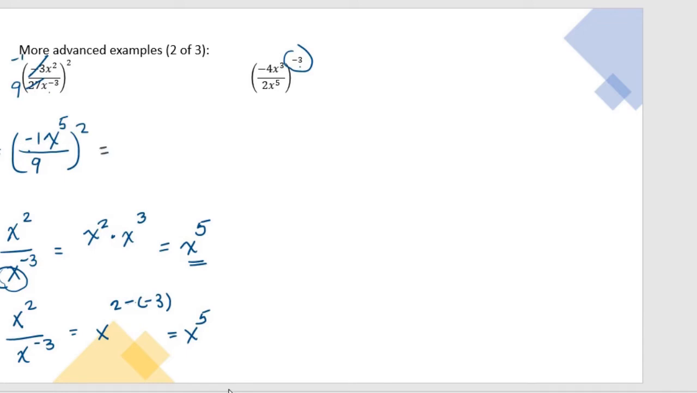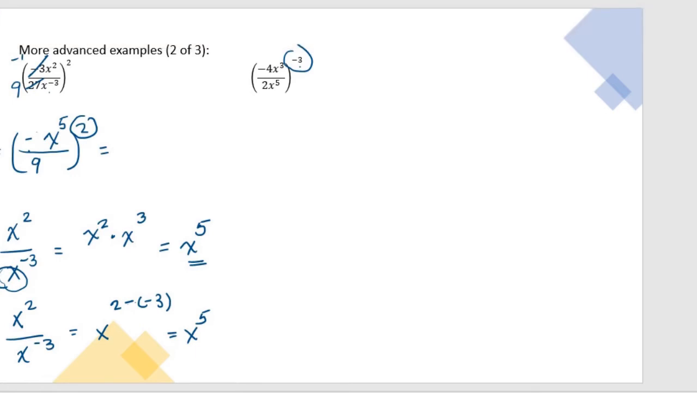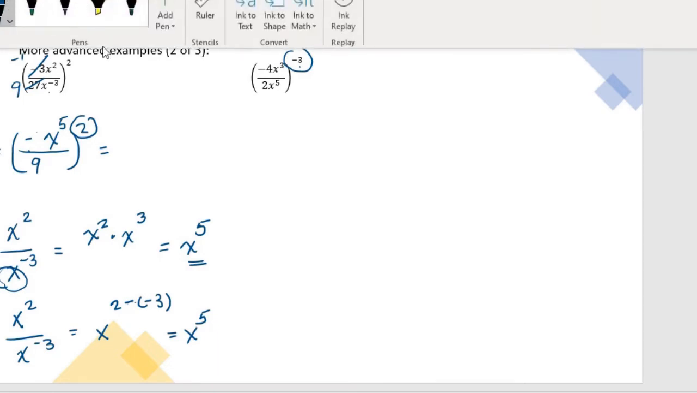As a next step, I'm going to raise everything to the power of 2. I'm not going to worry about that 1. In fact, I can just eliminate it. So I've got a negative x to the power of 5. I'm raising that to the power of 2. And in the denominator, a 9. And I'm raising that to the power of 2.